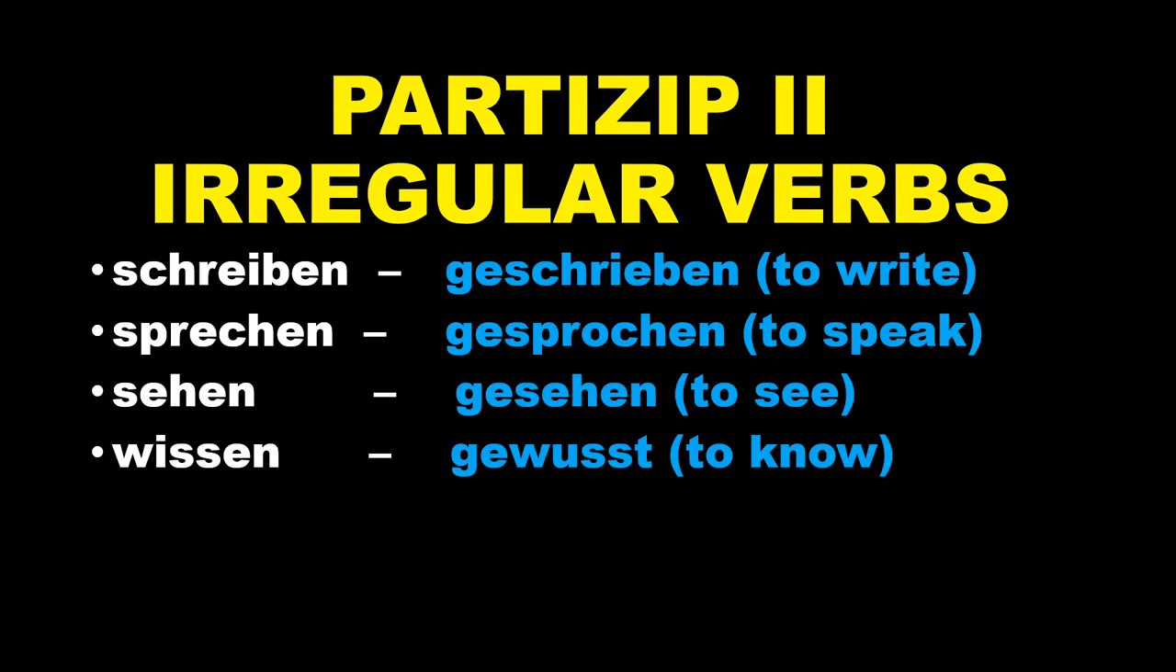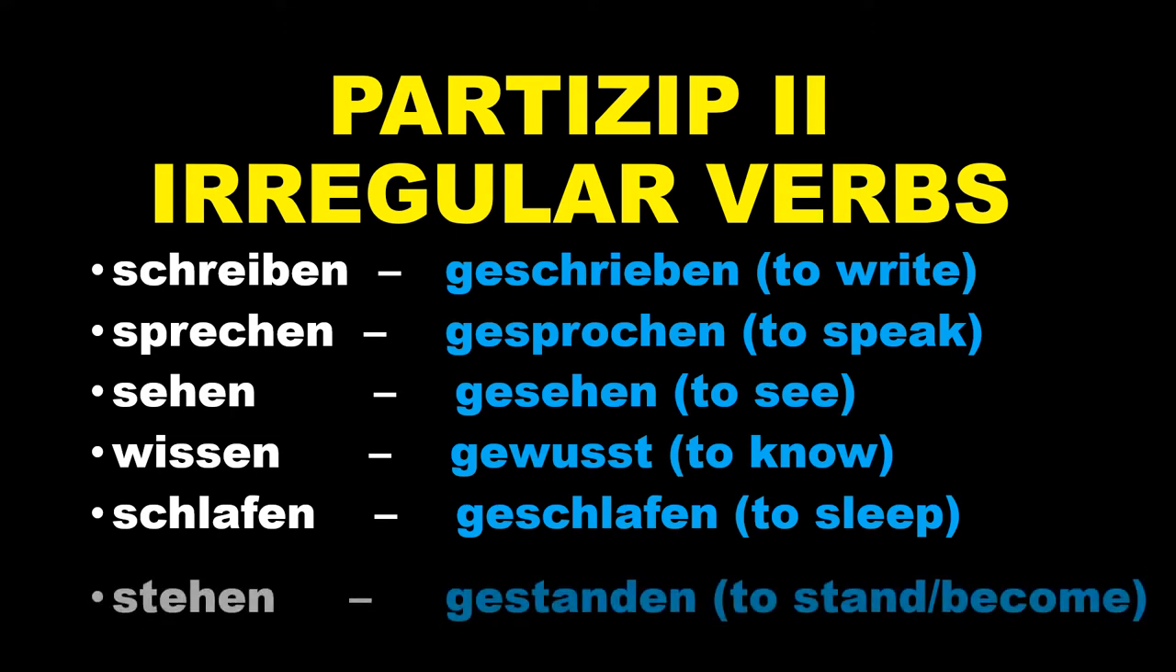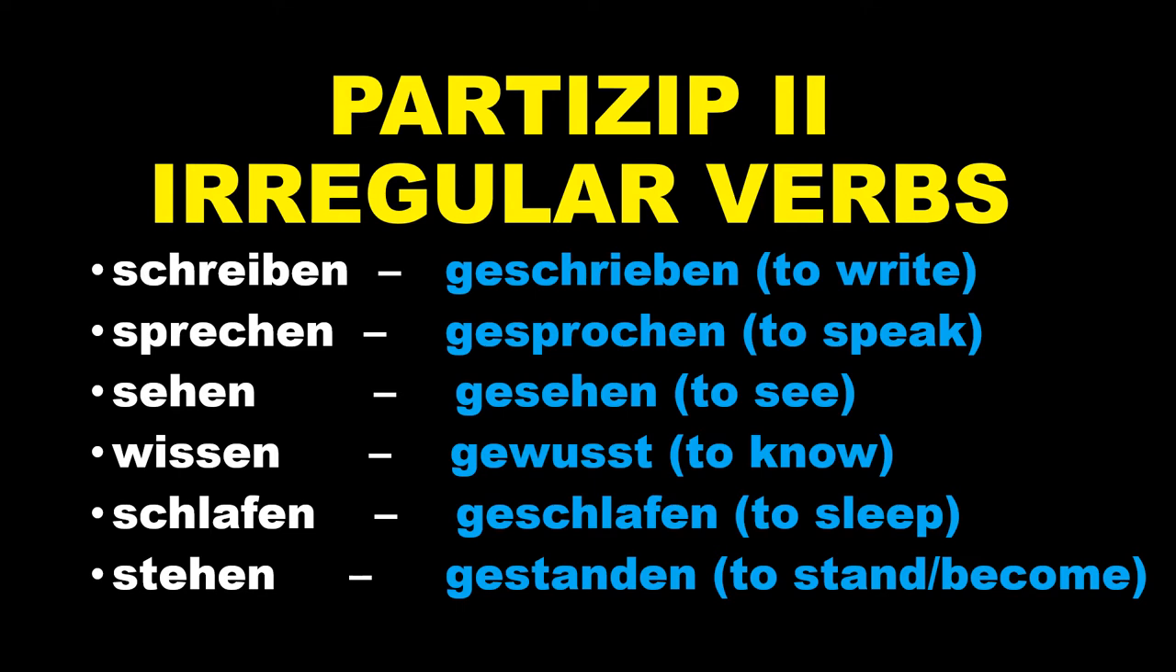Next verb is wissen, gewusst. Wissen, gewusst, to know. Let's take some more examples. Schlafen, to sleep. Geschlafen. Stehen, to stand or to become. Stehen, gestanden, gestanden. Do you remember? Verstehen, verstanden. Just like that.